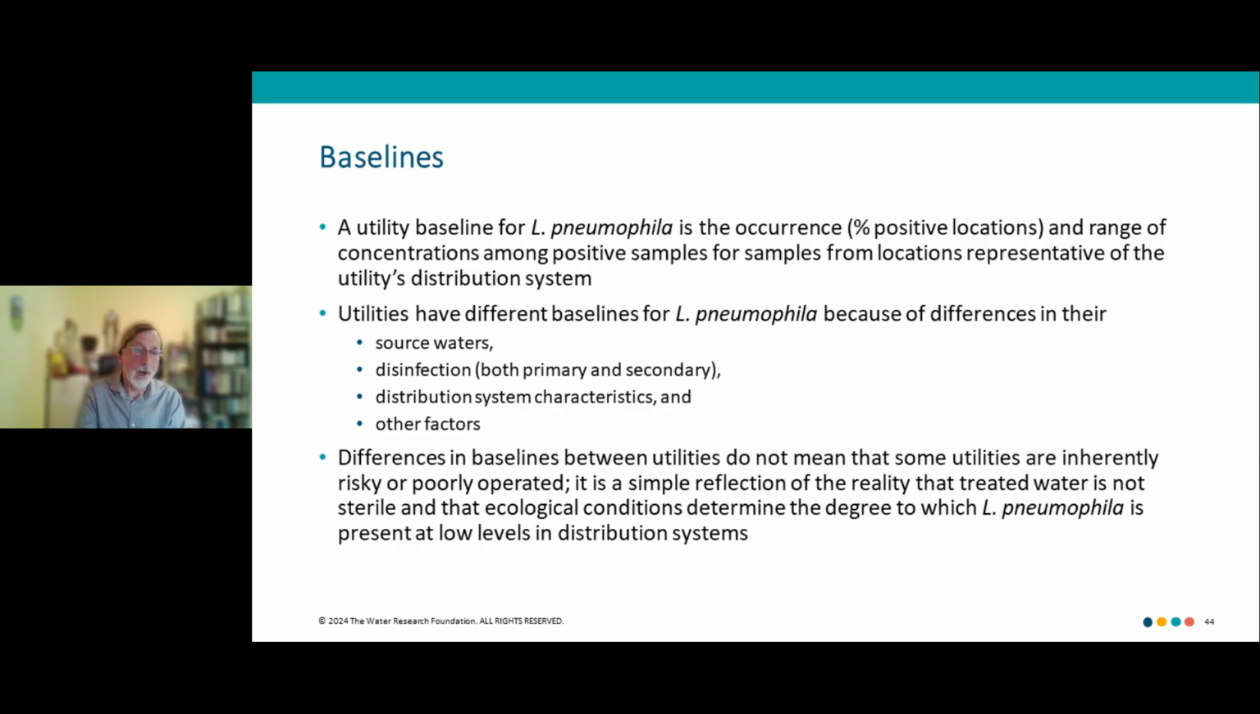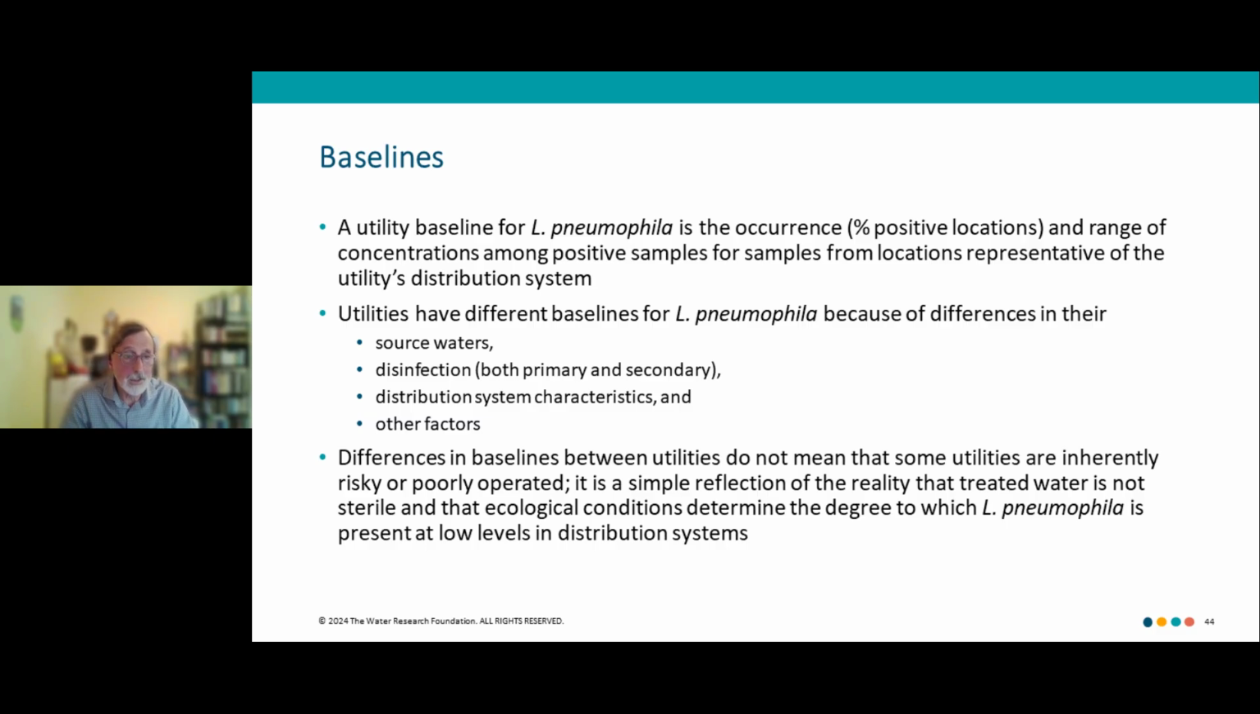So baselines, as promised, I'll credit Gary with coming up with this definition. We're calling a utility baseline for Legionella pneumophila the occurrence, that's the percentage of positive samples, and range of concentrations for samples from locations that are representative of the utility's distribution system.